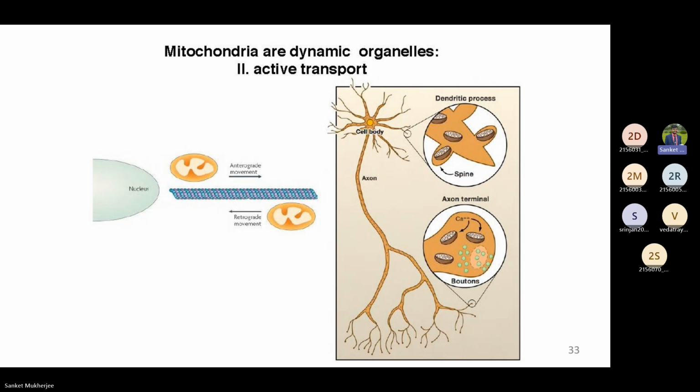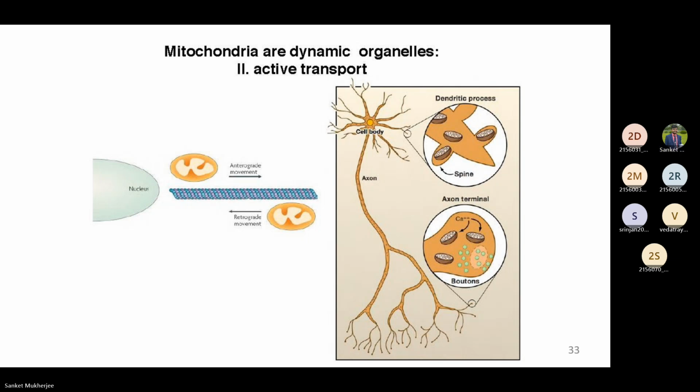So then we will talk a little bit about the mobility of mitochondria. You must be knowing about anterograde movement, retrograde movement. Anterograde movement is away from the cell nucleus, and retrograde is towards the cell nucleus. So both of these movements are exhibited by the mitochondria.